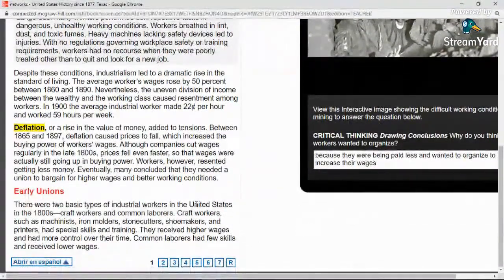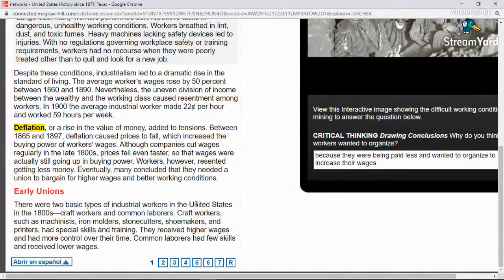Deflation, or a rise in the value of money, added to tensions. Deflation causes prices to fall, which increased the buying power of workers. Although companies cut wages regularly in the 1800s, prices fell even faster, so wages were actually still going up in buying power. However, workers resented getting less money. So they said, hey, we want a union.